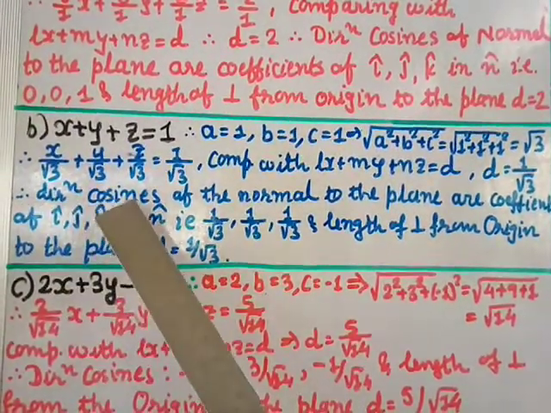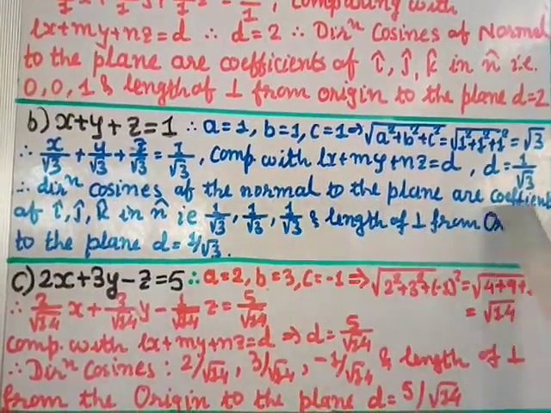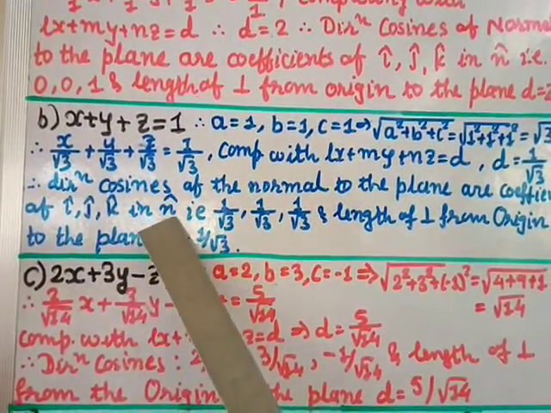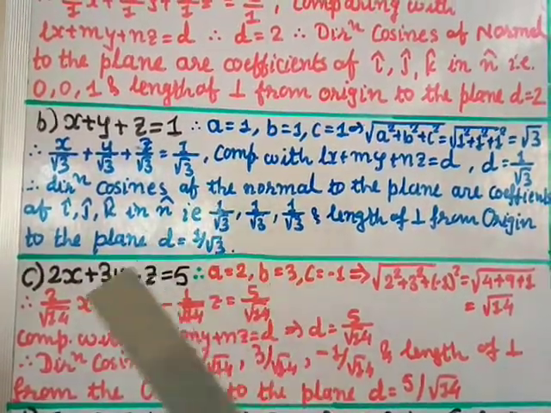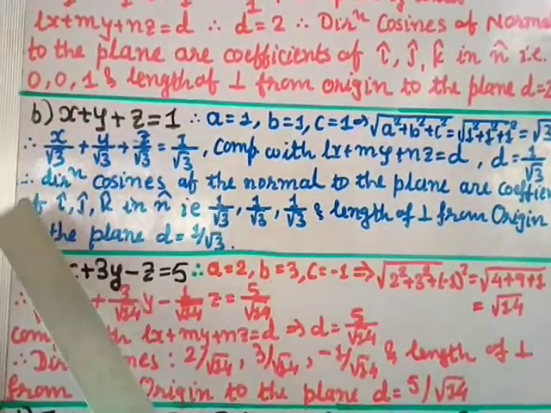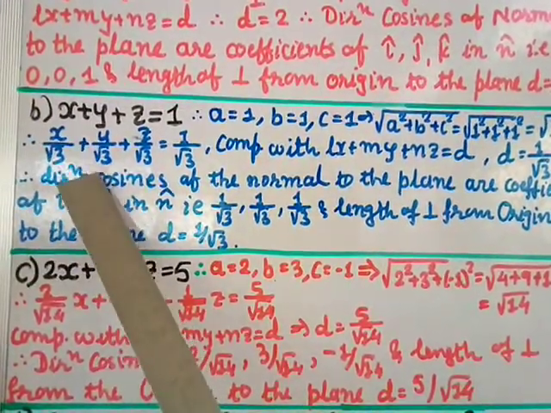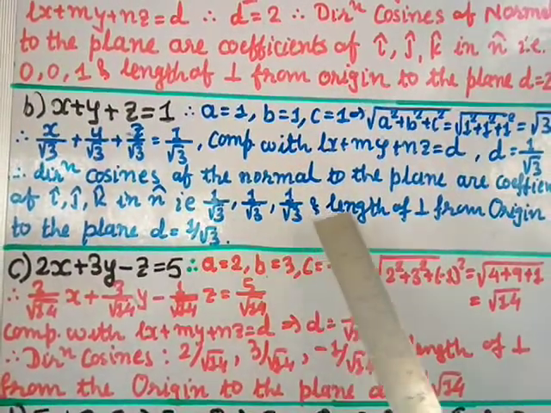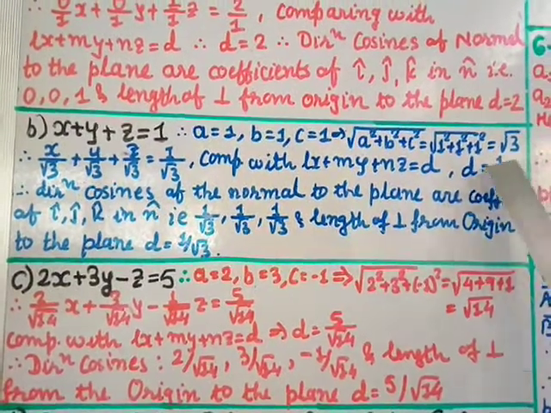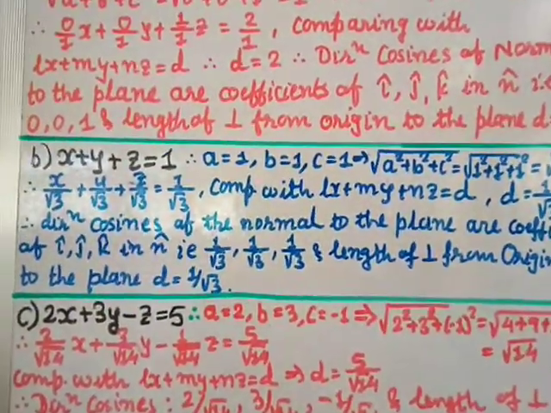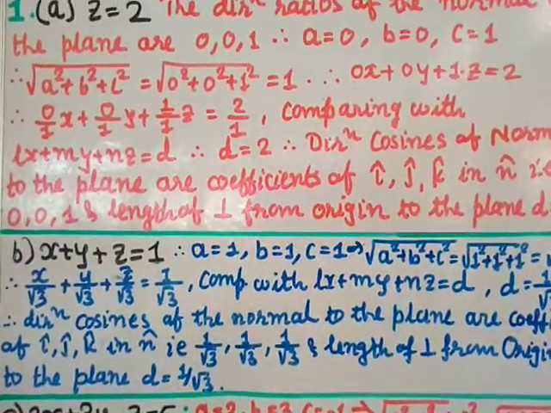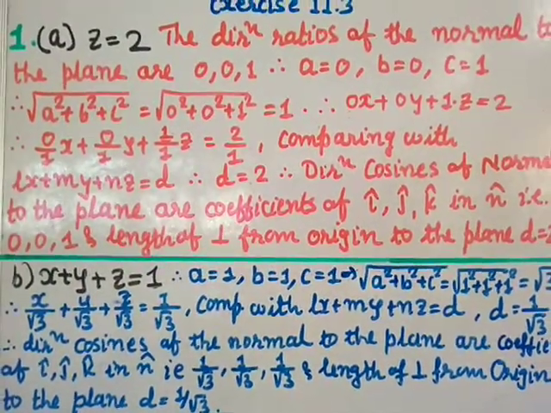So the direction cosines of the normal to the plane are the coefficients of i cap, j cap, k cap in n cap, that is the values of l, m, n, which are 1 by root 3, 1 by root 3, 1 by root 3. And the length of the perpendicular from the origin to the plane is the value of d, that is 1 by root 3. So that is the solution for part B of question number 1, same as part A.